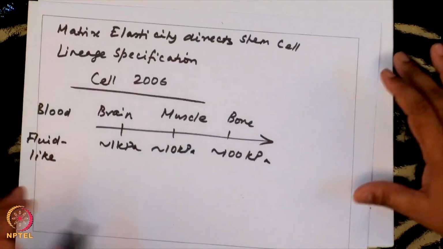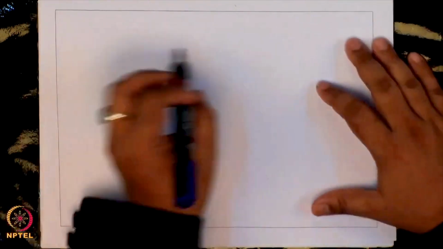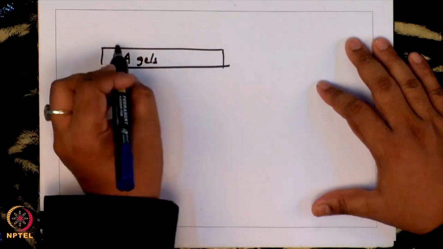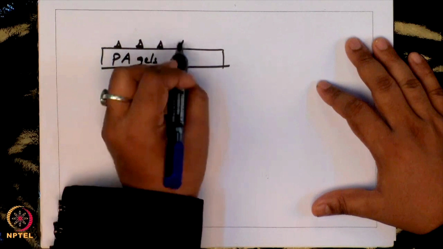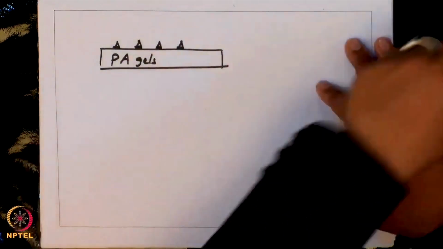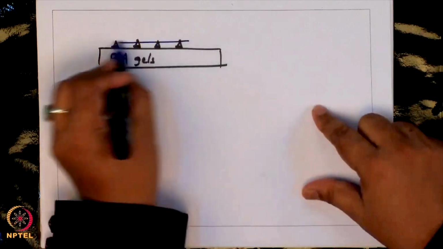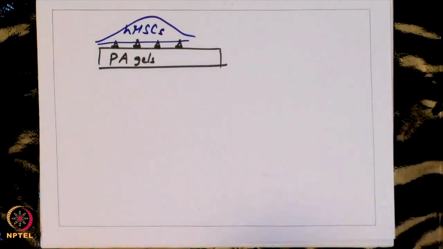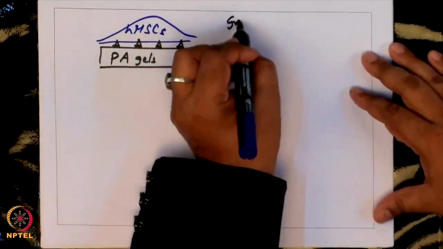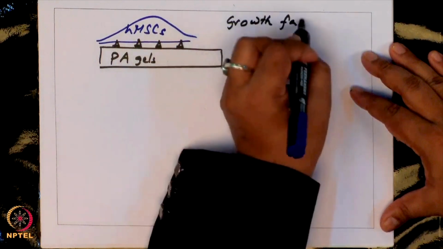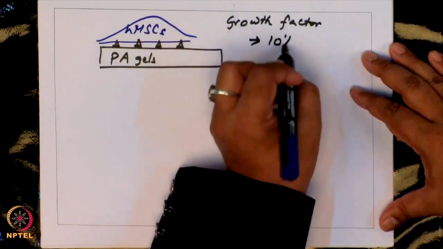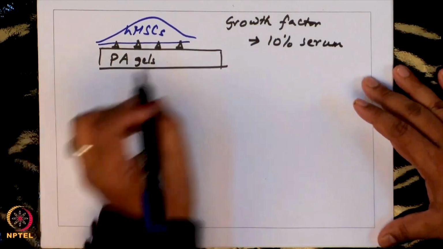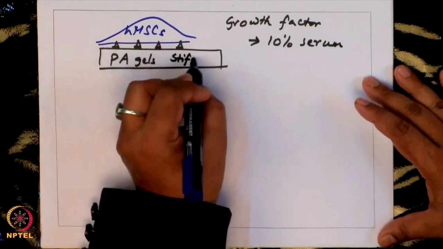So, to answer this question, okay, what the authors did was they took PA gels, they functionalized it with collagen, okay, and then they plated cells on top. Okay. HMSCs were plated. Okay. So, growth factor was a constant. 10% serum as is present in normal cell culture, but there were no other extra added factors. Okay. And what was tuned was the stiffness of the PA gels.